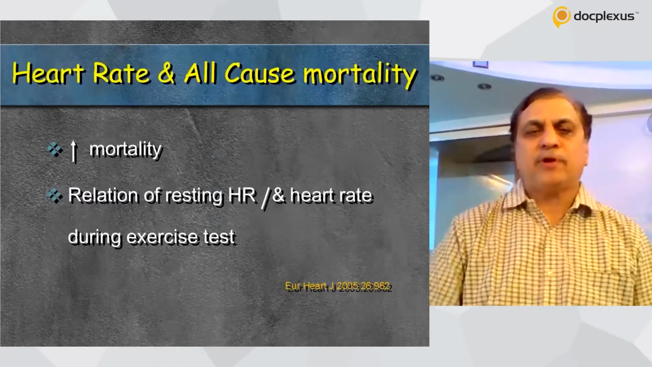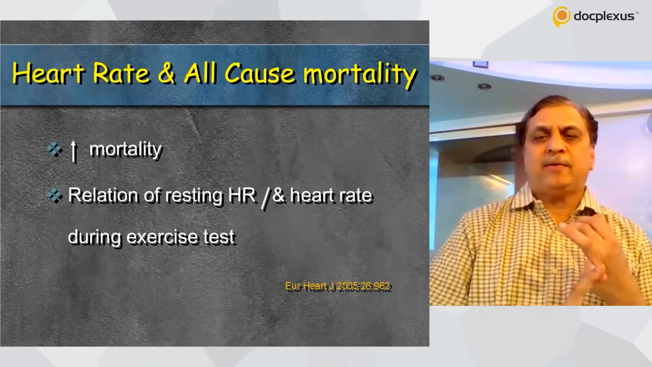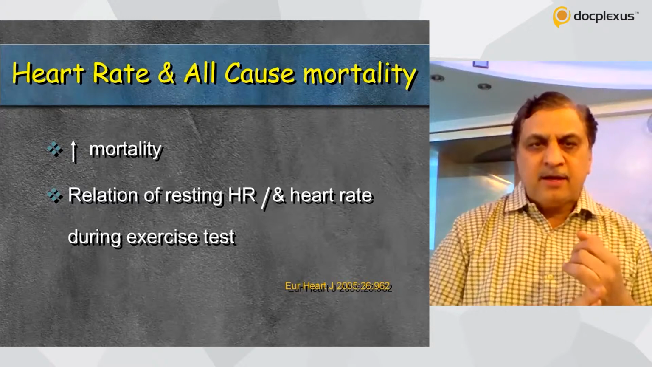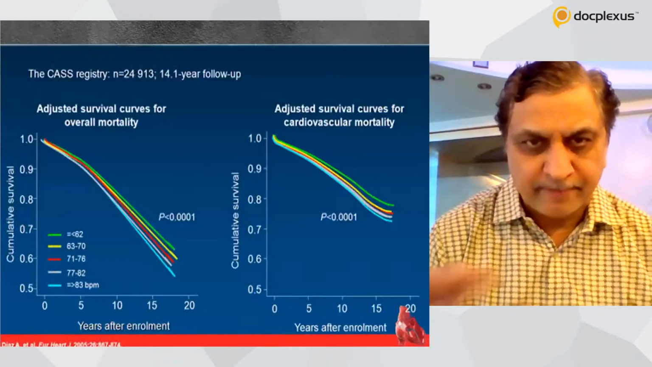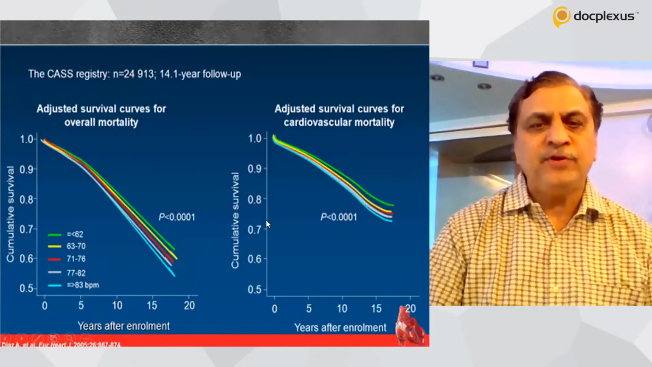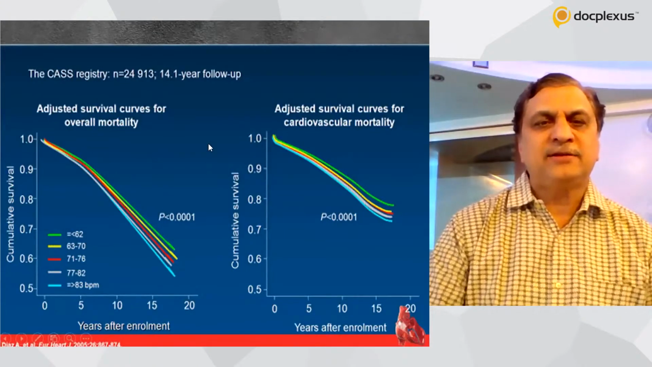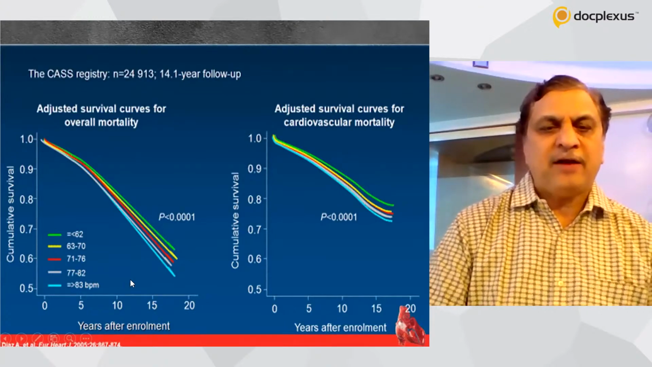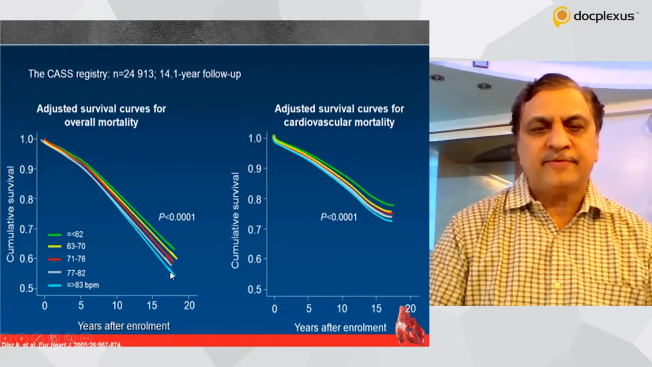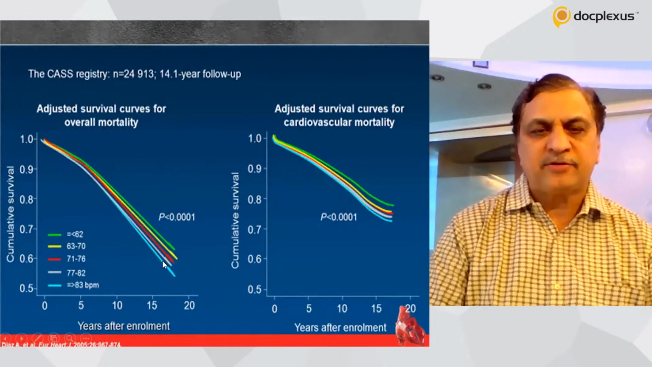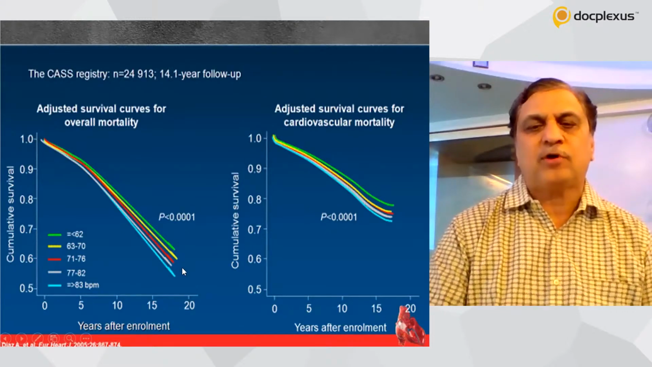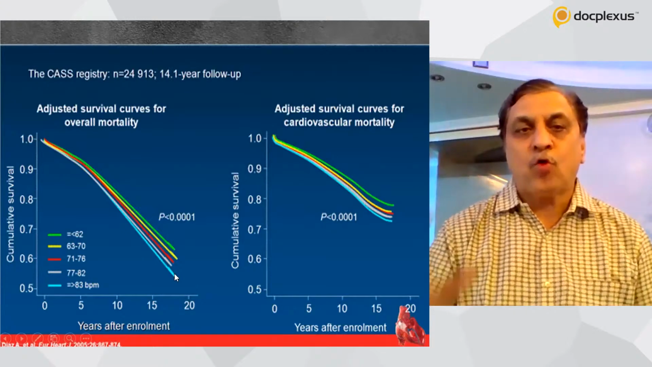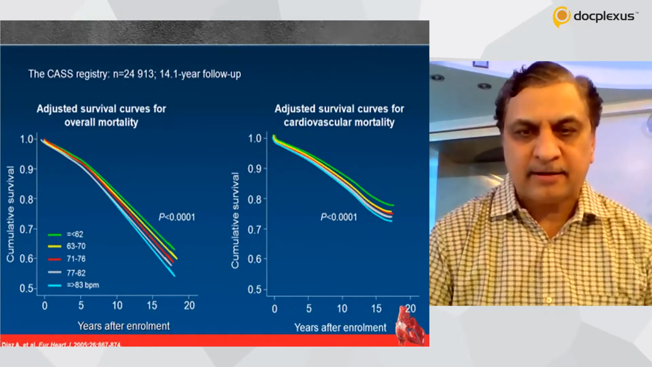Starting with the first and the most important, that higher the heart rate, remember, pulse rate, higher the sinus pulse rate, higher the mortality. And we'll see in a stress test what it is supposed to be. And these are the figures which clearly show that if your heart rate is from the CASS registry, see your heart rate more than 83, see your mortality. See what happens. That your survival curves go down. Your rate is less, about 60, survival rate is better. Similarly, adjusted survival curves for cardiovascular mortality. So higher the heart rate, overall mortality is higher, number one.